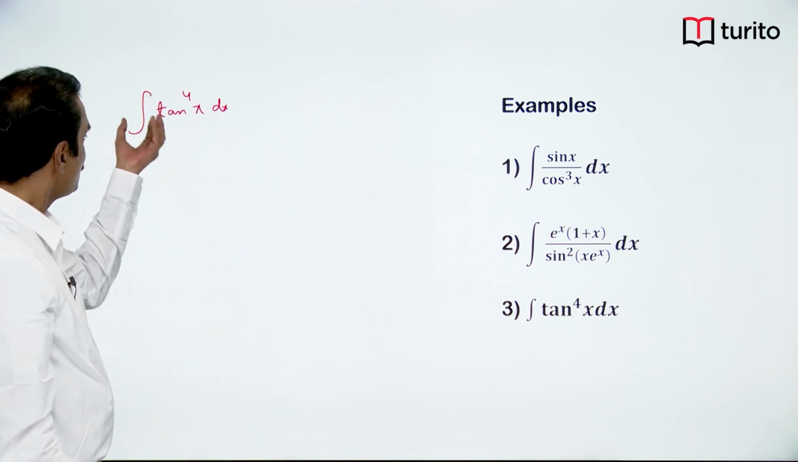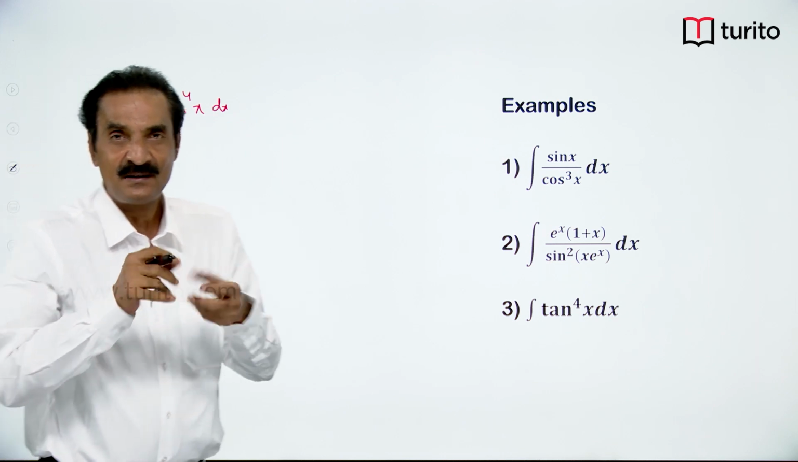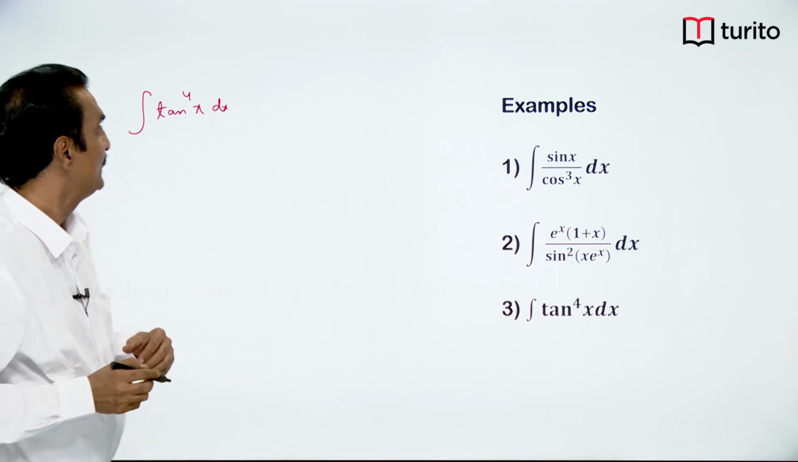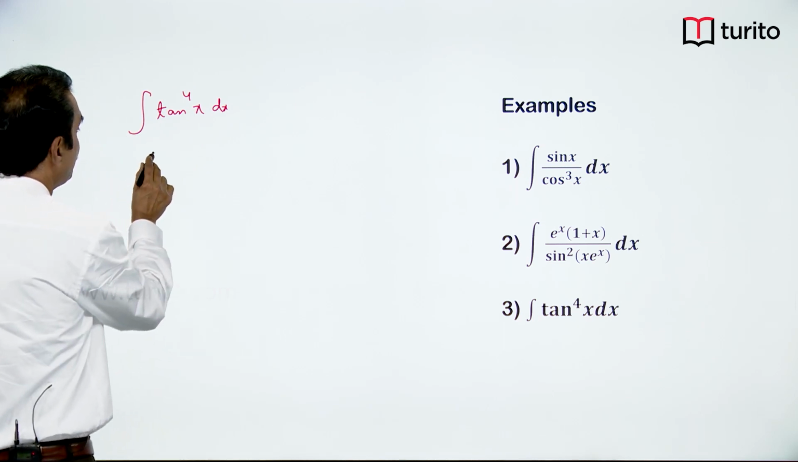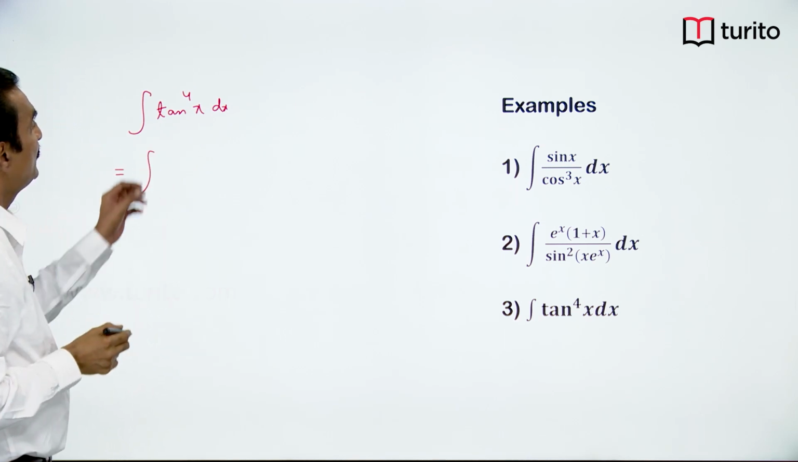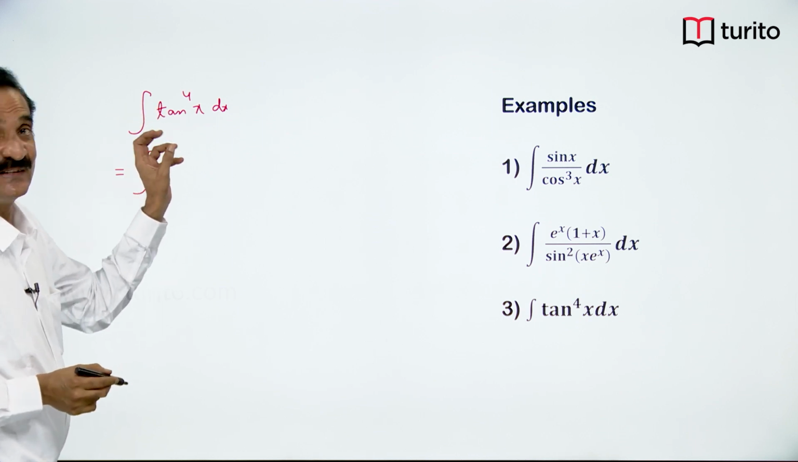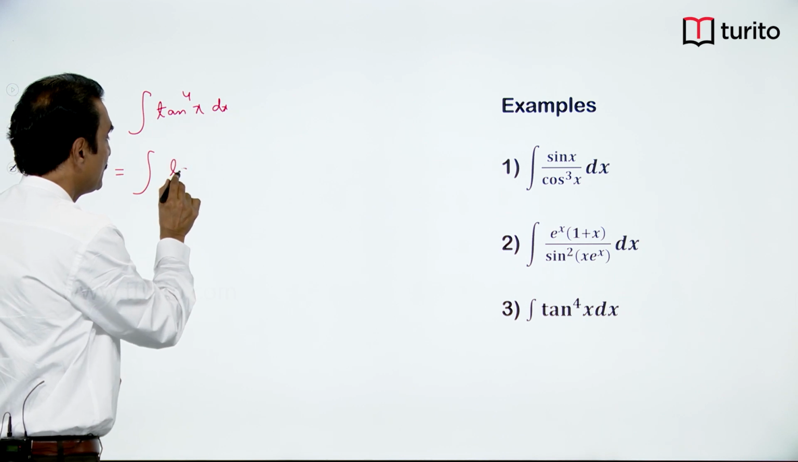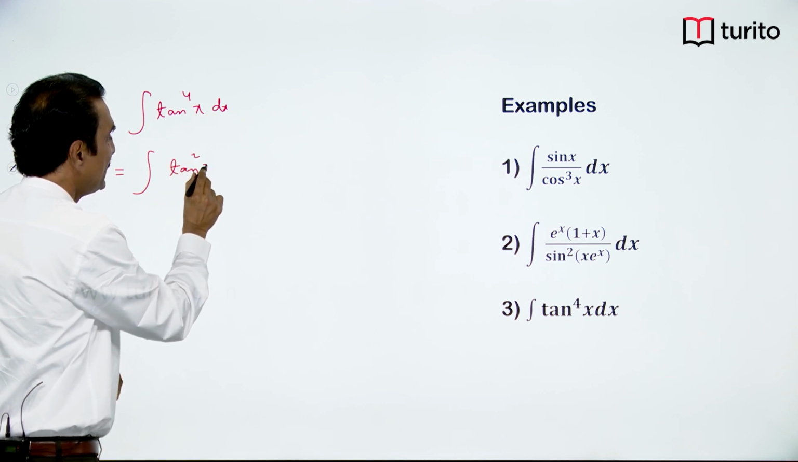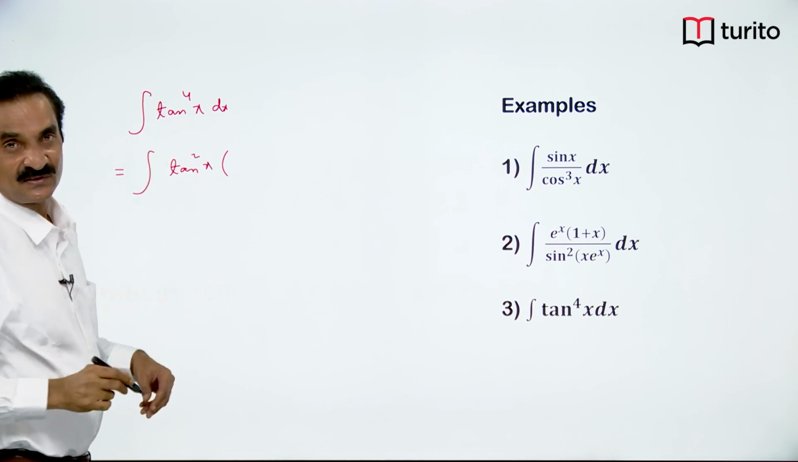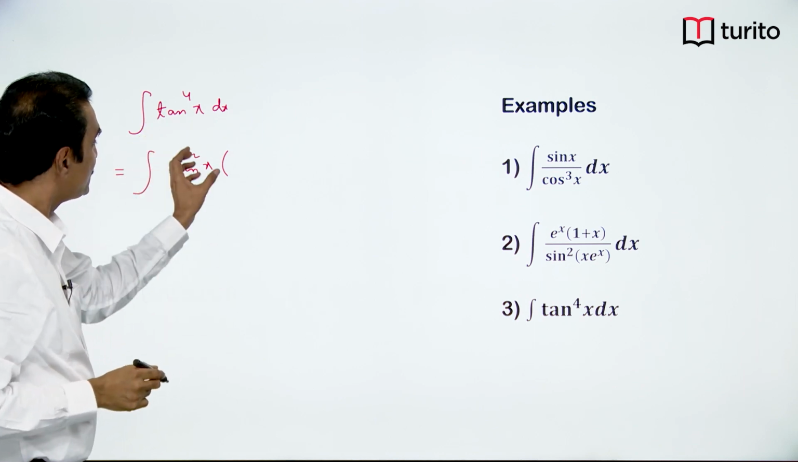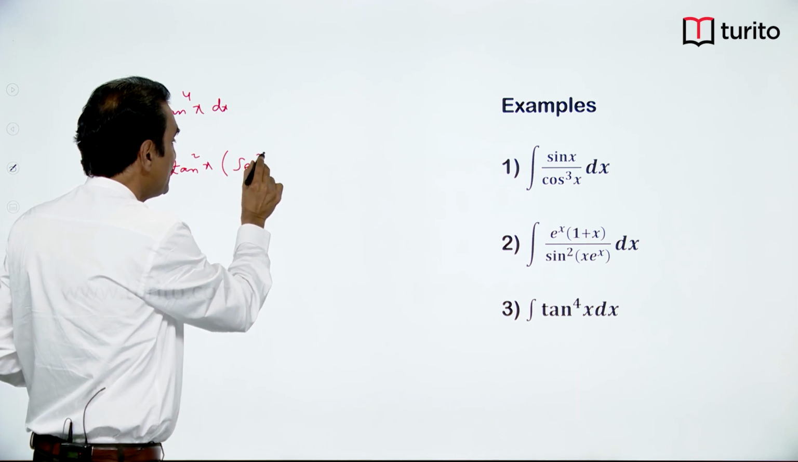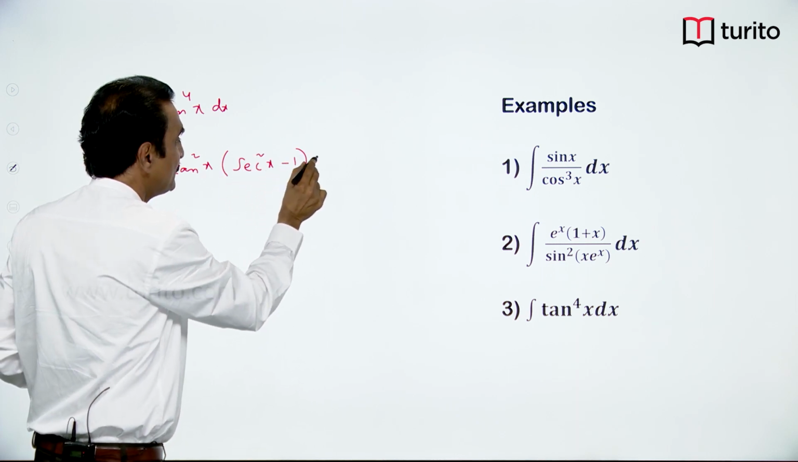Here there is only one function, so nothing can be substituted directly. So, we need to modify. We can write tan square x as secant square x minus 1. Tan square x into tan square x, tan power 4x, and the second tan square x can be written as secant square x minus 1.